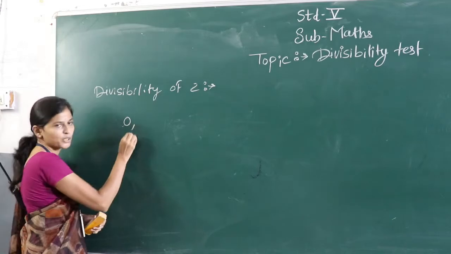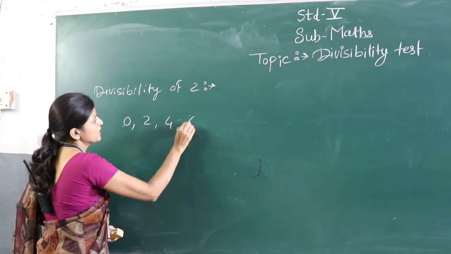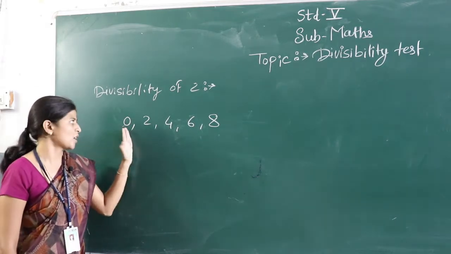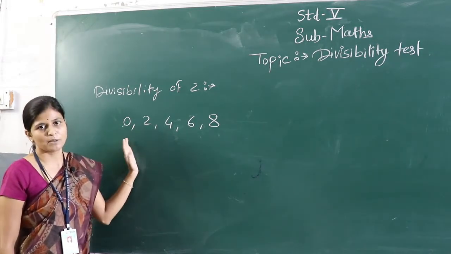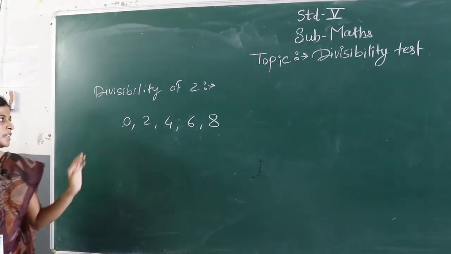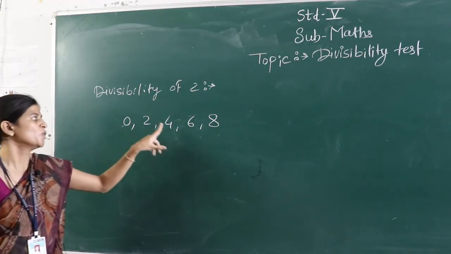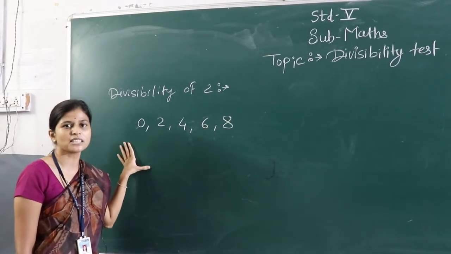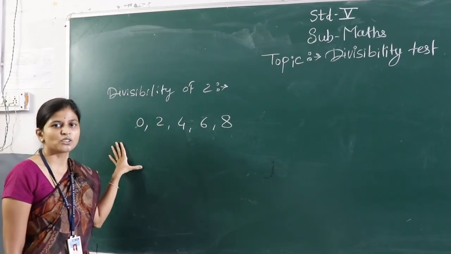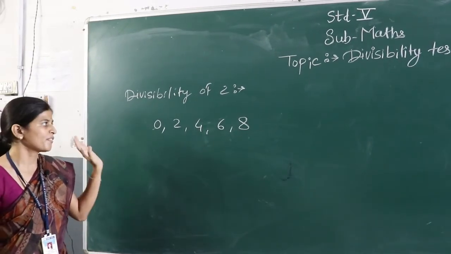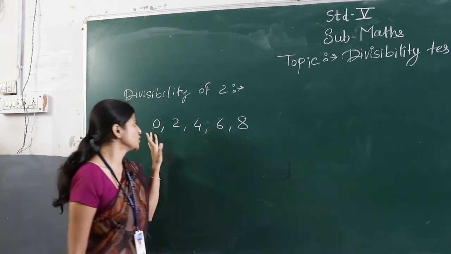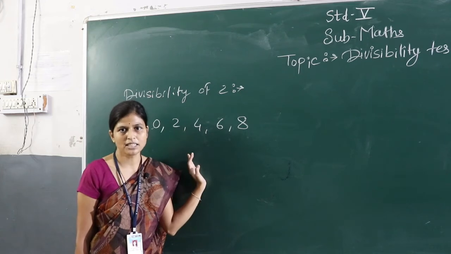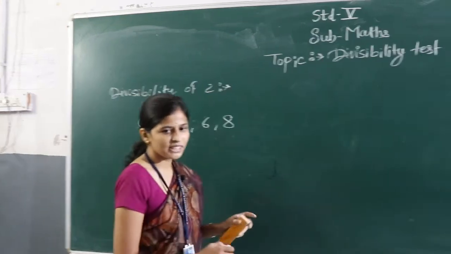If the number has 0, 2, 4, 6 or 8 as any of its digit in its unit place, then the number is divisible by 2. Means अगर कोई भी नंबर जिसके यूनिट प्लेस पे 0, 2, 4, 6 या 8 इनमें से कोई भी नंबर उसके यूनिट प्लेस पे है, that means this number is divisible by 2. So this is the divisibility of 2. If any number has the digit 0, 2, 4, 6 or 8 in its unit place, that means this number is divisible by 2.